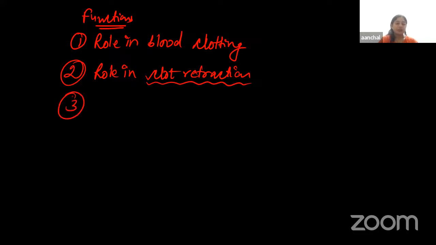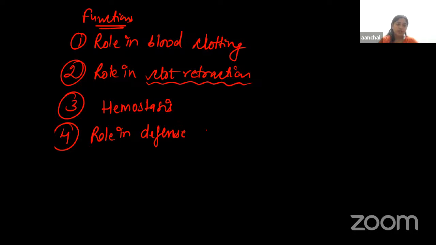Now third we have hemostasis, which we're going to discuss in detail. Basically, what is hemostasis? This is the spontaneous arrest of bleeding by physiological processes. And fourth we have the role in the defense mechanism. By the property of agglutination that we just discussed, the proteins encircle foreign bodies and also destroy them. Okay, so this is all about the major functions performed by platelets.